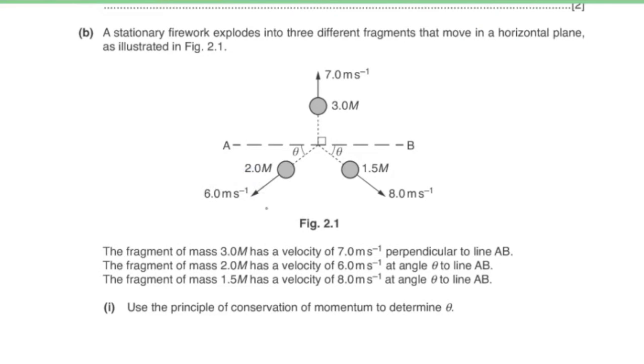So momentum before explosion of 2m, 3m, and of 1.5m along vertical axis is 0, and that after explosion is 3m into 7 along vertical axis. So this is moving with vertical axis having a velocity 2m into negative 6 because it is moving downwards. So 2m multiplied by negative 6 sine theta, and the momentum after explosion of this mass 1.5m in the vertical component with vertical component of speed as 8 sine theta into 1.5m.